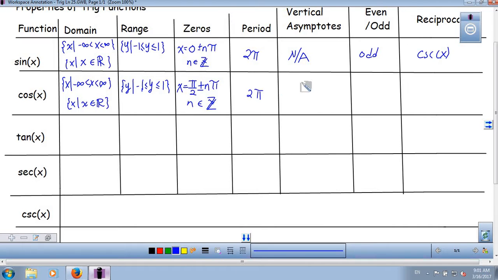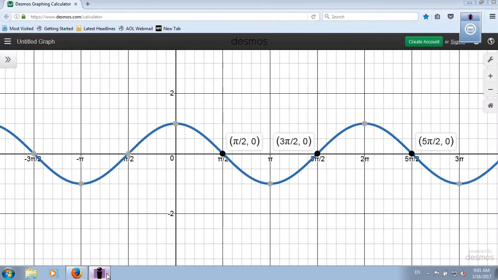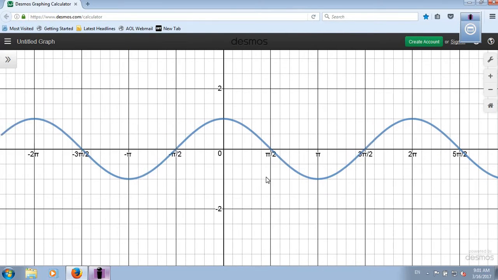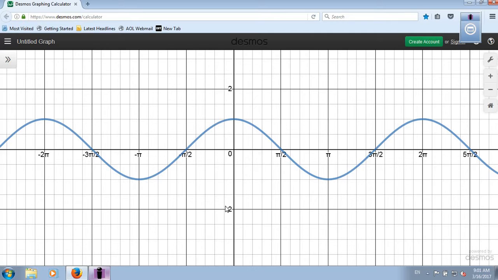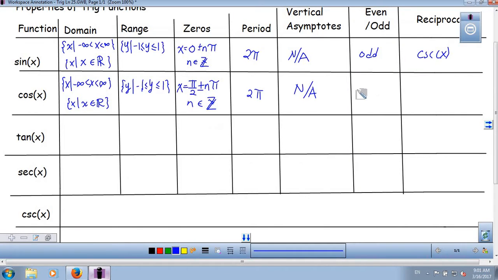The period is also 2 pi, and there are no vertical asymptotes, as you can see. Now the function of cosine is even. As I mentioned before, how do you determine even and odd? You look at the y-axis. If the function is symmetrical with respect to the y-axis, that means if you fold this paper, right part onto the left part, and they fall on top of each other, then they are even. So cosine is even, and the reciprocal function is secant.